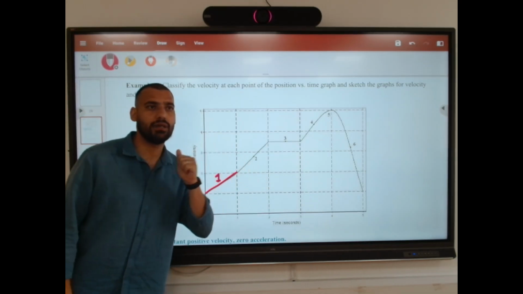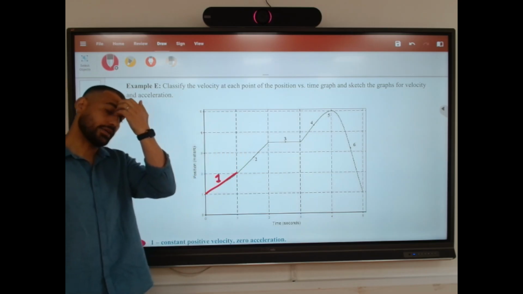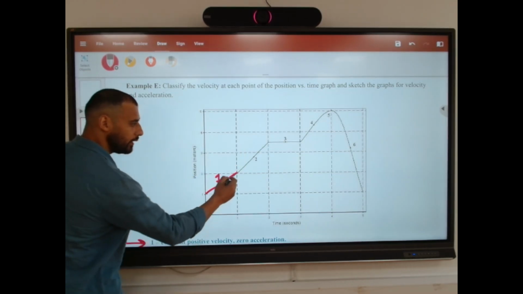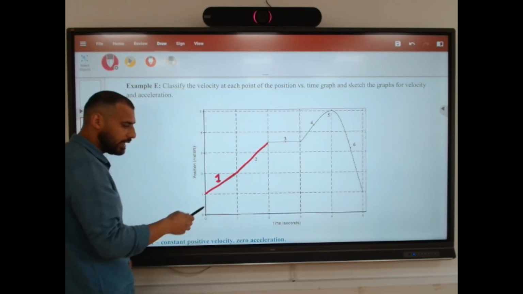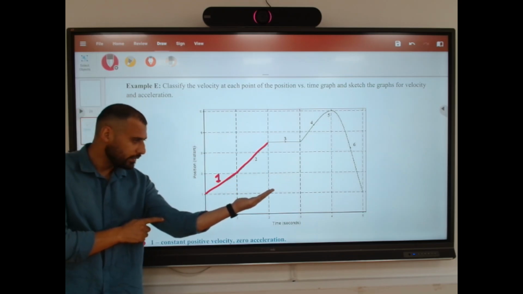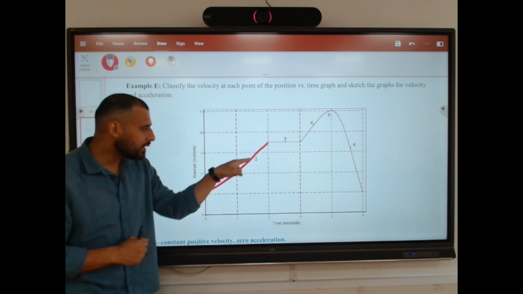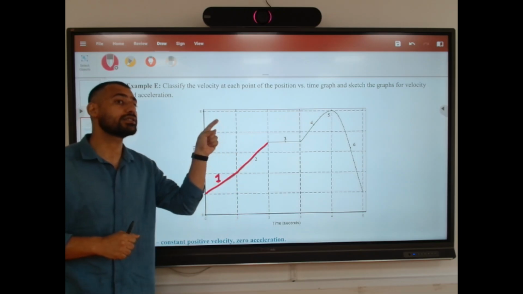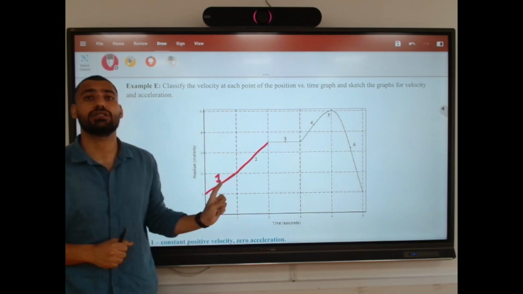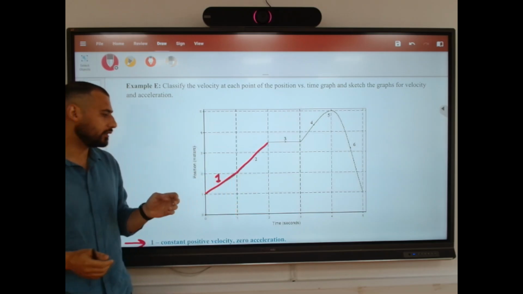What about the second, Hiba? See what is happening in the second part. Here the slope is a little more, isn't it? See, here it was less steep, but in the second portion it is like this. So, in the second portion, the slope is again constant. That means velocity is constant. When the velocity is constant, what will be its acceleration? Again zero, isn't it? Very good.